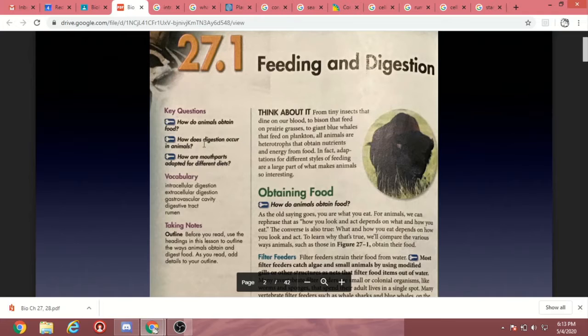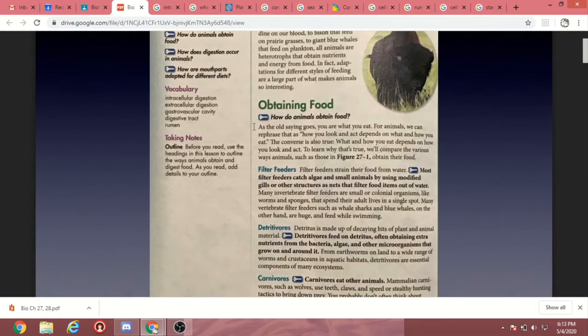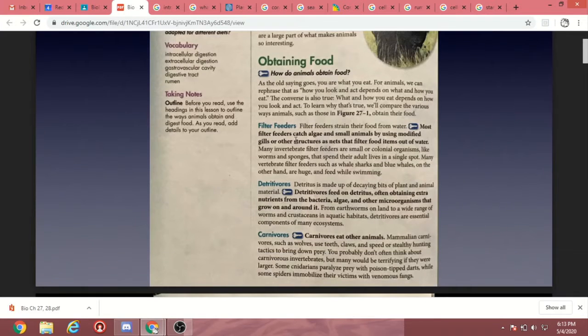So we're basically going to look at how animals obtain food, and then how digestion occurs. Digestion refers to breaking food down. We're also going to look at different mouth parts and how they're adapted for different diets. Okay, so obtaining food. How do you get it inside? How do you get it?